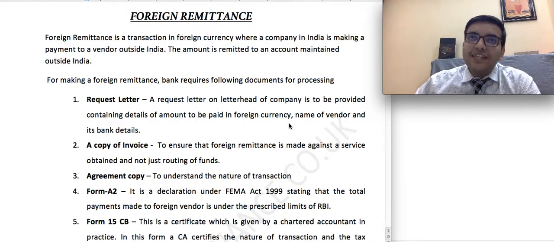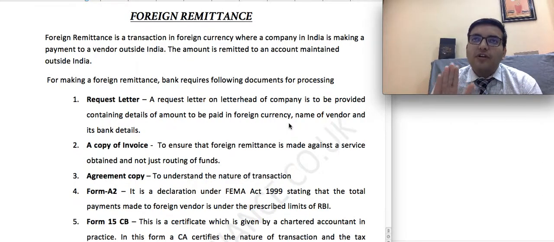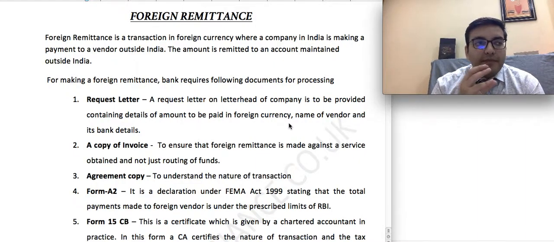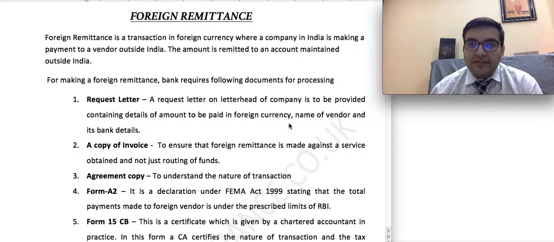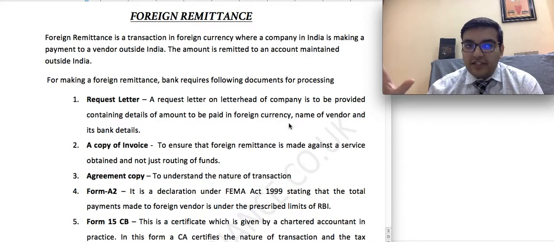Now, why are all these documents required? Understand a simple concept: whenever you are making a payment to a foreign company, the foreign currency reserve of our country is reducing, because we have to pay them in dollars. They cannot be paid in Indian rupees. They have to be paid in dollars, pounds, or whatever, in their currency. We do not hold that currency. Banks hold that currency and they pay it on our behalf.